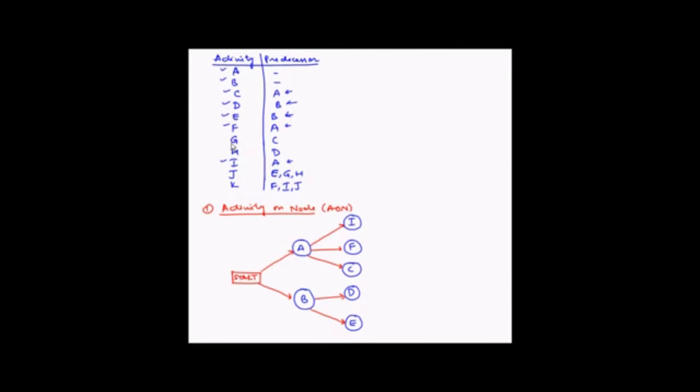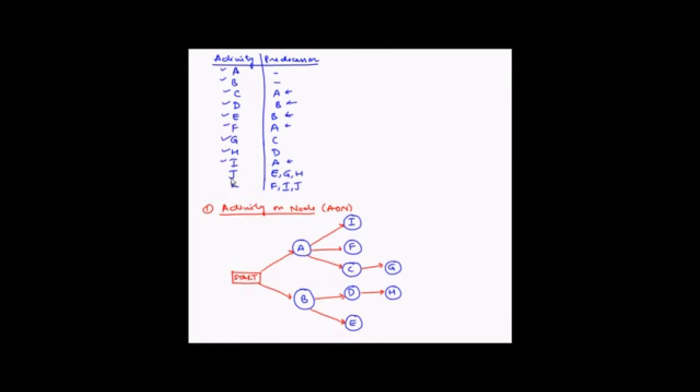Now next activity is G, which is dependent on C. So let's draw this. So from C we'll draw an arrow, and this will be our activity G. So we have completed activity G. Next is activity H, which is dependent on D. So from D we'll draw an arrow and then draw the activity H. So we have also completed H here.